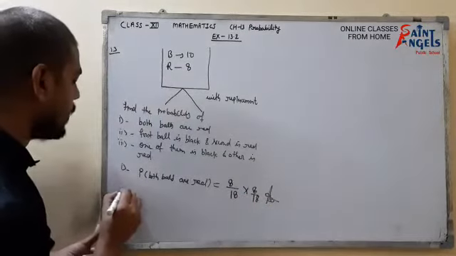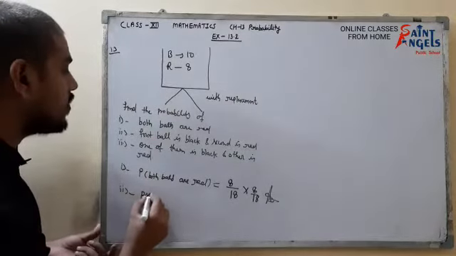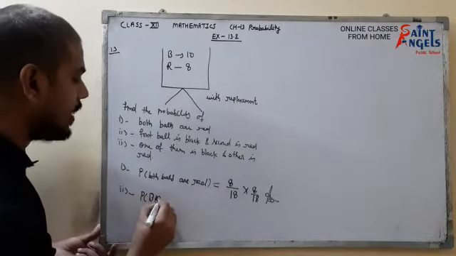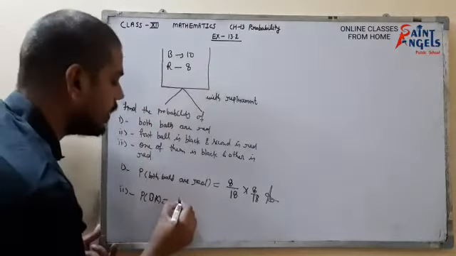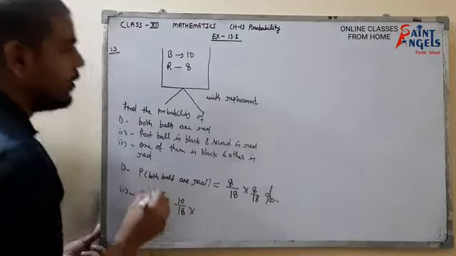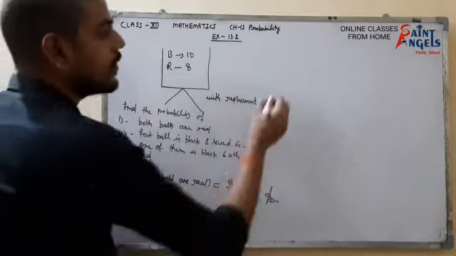Okay. Now the second part. The second part is: first ball is black and second is red. Probability of first ball black and second red, P(B and R). So choosing a black ball, how many black balls are there? 10 by 18 into red ball 8 by 18. Answer. Very easy question.